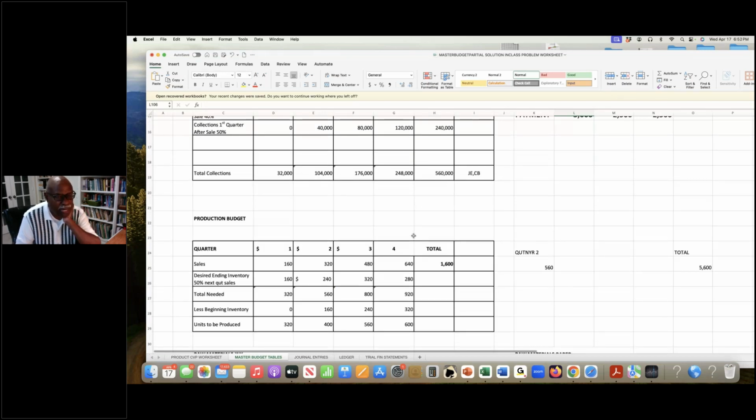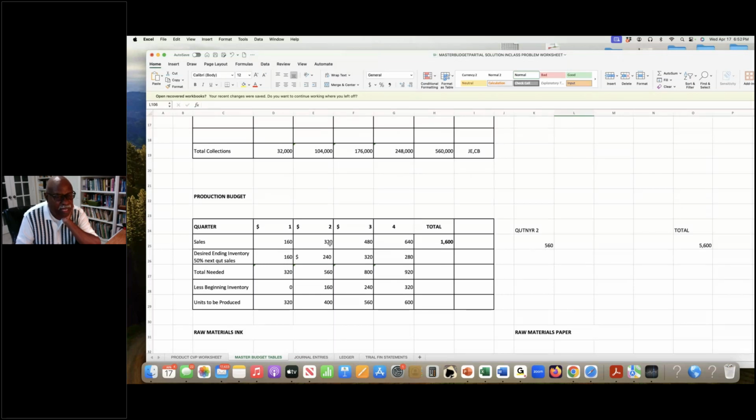And of course, in the first quarter, we're at 160. We wanted 50% of the next quarter. So we wanted to make 320. We didn't have it in the beginning, so we made 320. In the second quarter, we're selling 320, but we want half of this, 240, 560. We've got beginning inventory 160, so we only need to make 400. So we followed that to get those numbers, and the way we got 280 here was we had to jump to the second year, quarter one, and get 560, and put half of that.